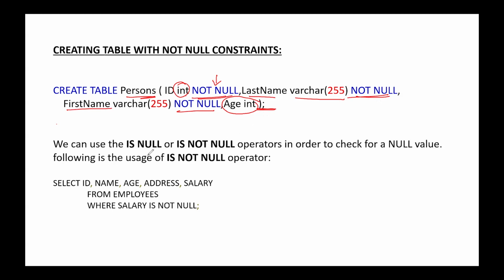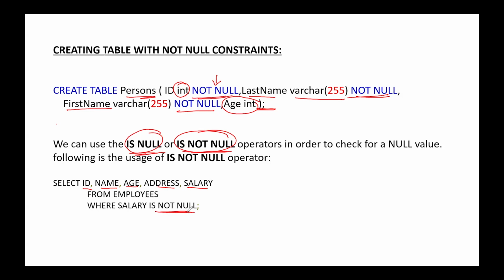So we can use the is null or is not null operator in order to check for a null value. So this is another way. Suppose there is a table which has already been created. If you want to check whether the value is null or not null, you can do it with these two operators. Okay. So how do I do that? For example, here, select ID, name, age, address, salary, all the attributes which I want to select, from employee where salary is not null.